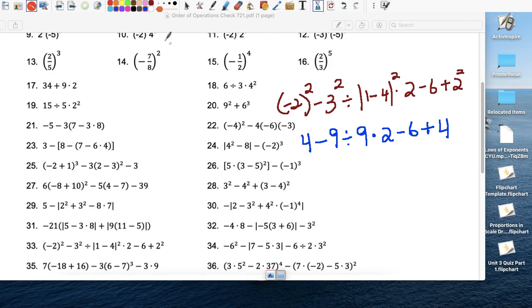Right, a lot simpler. Order of operations, we have to take care of the division and then multiplication. So we get 4 minus, and think about this, 9 divided by 9 is 1, and 1 times 2 is just 2. So these three things become just 2. Then minus 6 plus 4. 4 minus 6 is negative 2. Negative 2 minus negative 6 is 4. Negative 4 plus 4 is 0.